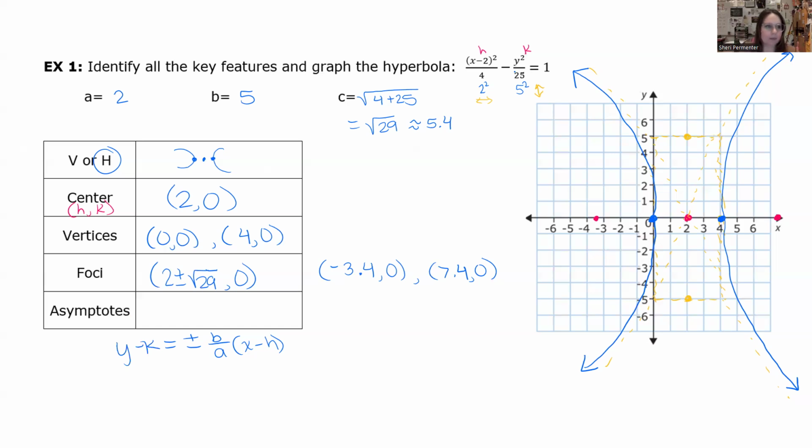It just is. So our asymptote for this one, y equals our b value is 5, plus and minus 5 divided by 2, and then x minus h, so x minus 2. These are the equations for my asymptotes. Did I need the equation to actually draw them? No, I didn't.